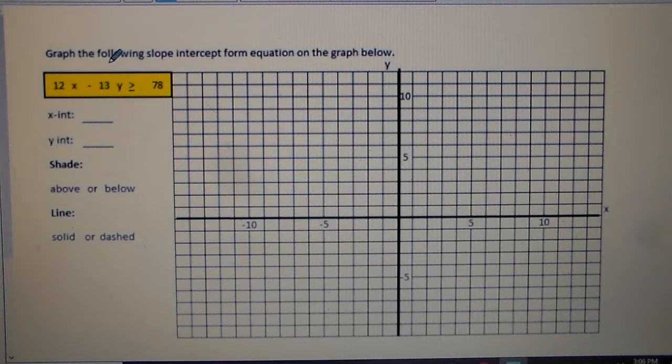How we go about finding our x-intercept is that we're going to take the term with the y in it and cancel that out. So we're going to put a 0 in for y. So the term with the y disappears. So our equation now is 12x is greater than or equal to 78. If I want to get x all by itself, I have to divide both sides by 12. So I type in 78 divided by 12 in the calculator, and I get 6.5. So my x-intercept is 6.5.